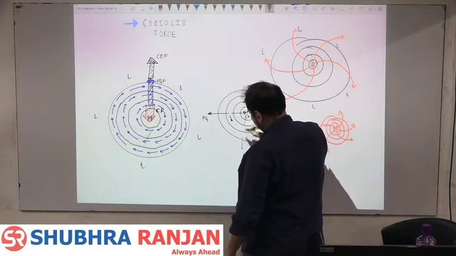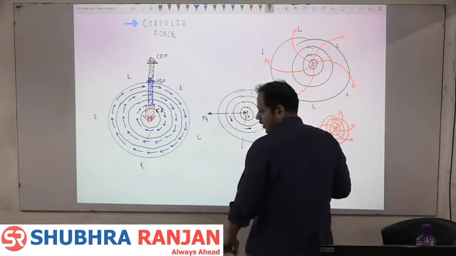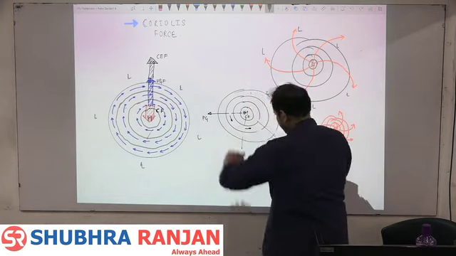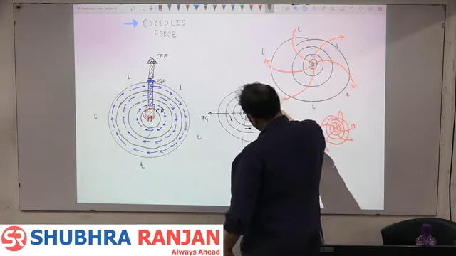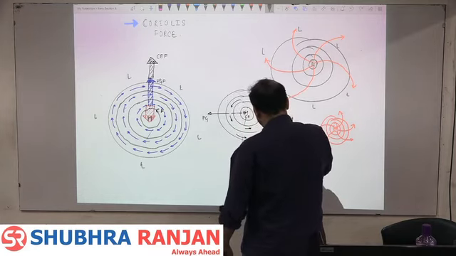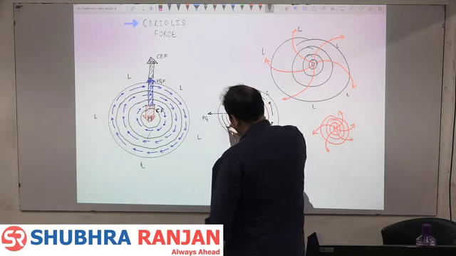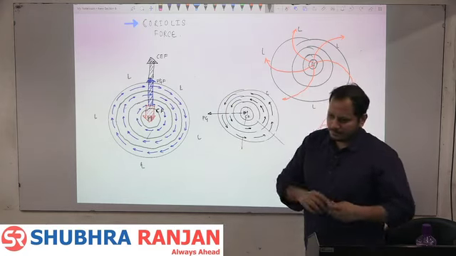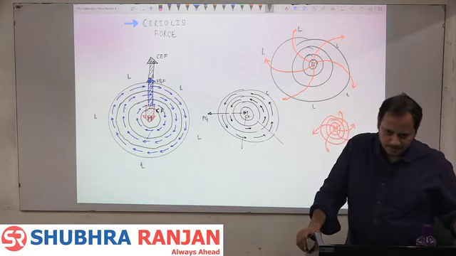In the southern hemisphere, left. Pressure gradient force, Coriolis force, inside, it will start getting deflected to the left. Here also, at any point, let's take this point, pressure gradient force, Coriolis force, it will get deflected to the left. Clear?